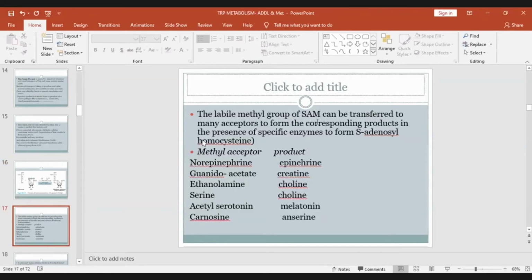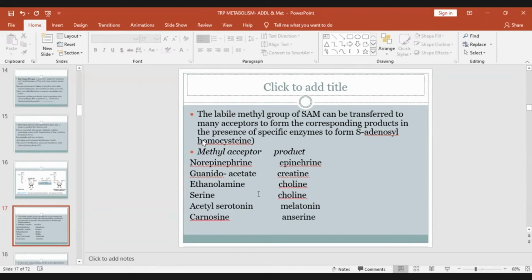The labile methyl group of S-adenosylmethionine can be transferred to many acceptors to form the corresponding products in the presence of specific enzymes, forming S-adenosyl homocysteine. So norepinephrine, we have seen already, on methylation is converted to epinephrine. And epinephrine is converted to metanephrine.